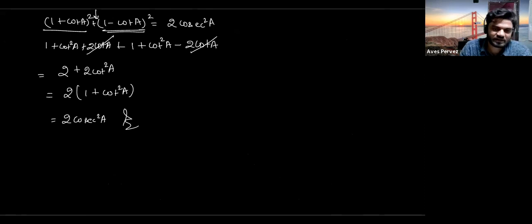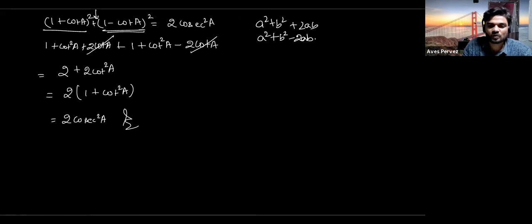Whenever we have the whole square, most of the time, if the expression is given to you as 1 plus cot a whole square plus 1 minus cot a whole square, then you have to open the bracket by using the identity: a square plus b square. If it is plus, you write plus 2ab, and if it is minus, you write a square plus b square minus 2ab. So you have to open the identity.